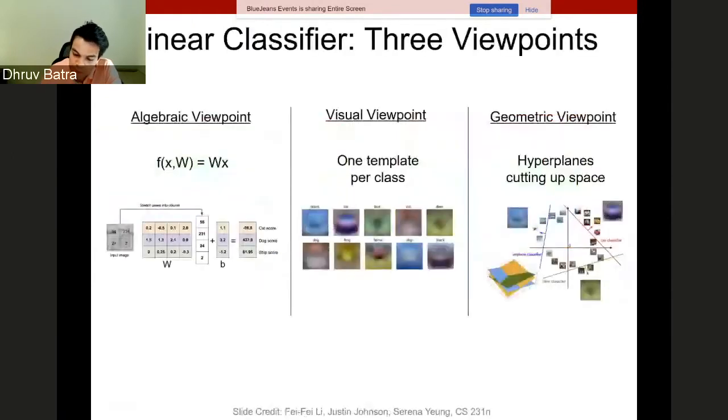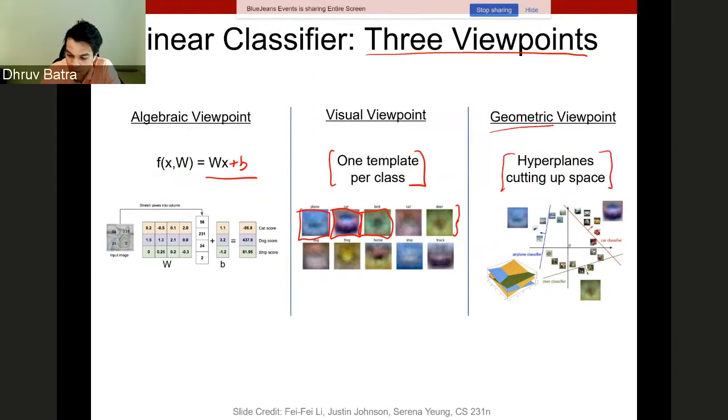We introduced 3 specific viewpoints. So the algebraic viewpoint, which was just the matrix multiplication viewpoint of these things. The visual viewpoint, which was that we can take each row of W and visualize it as a template. And that gave us intuitions about what our model is picking up from this data set. And of course, the geometric viewpoint, which was about hyperplanes cutting up the space. And so that gave us intuitions about what parts of the space result in high scores for the categories that we're looking at.